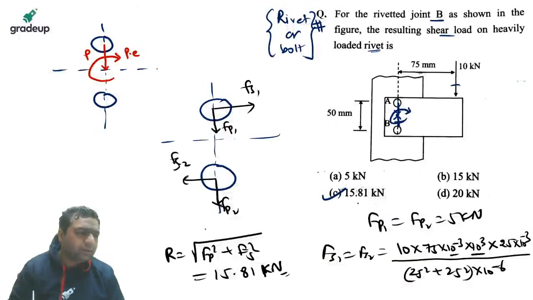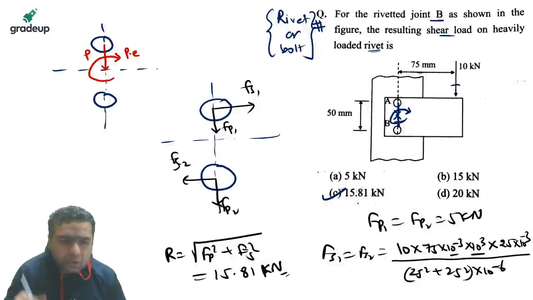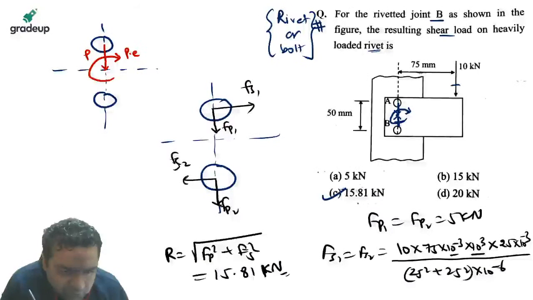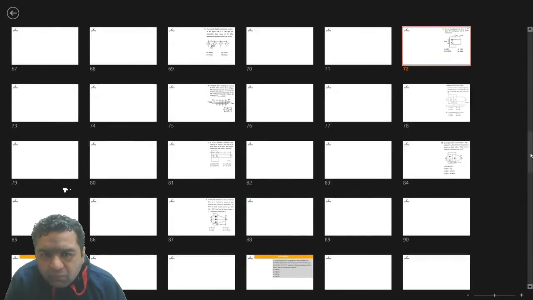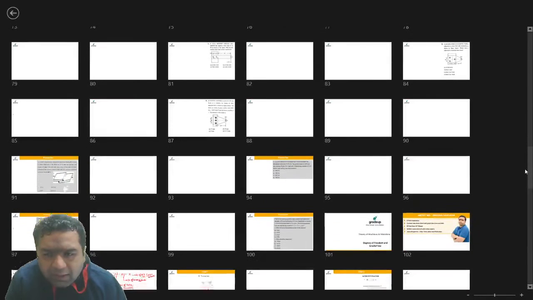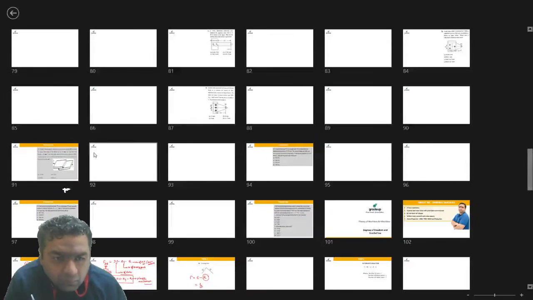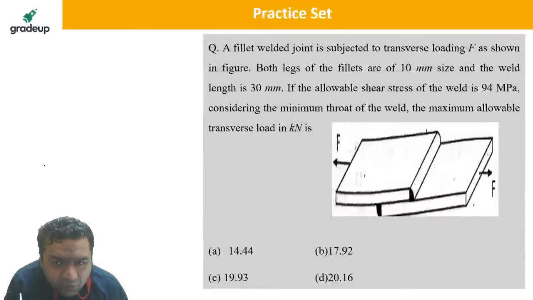Very good, Mohit, TPM, Kalpana, Praful, all of you are correct. So now I am directly moving to the next topic. As I said, I am having 5 practice questions over each topic. So now let us move to one question from welded joint.